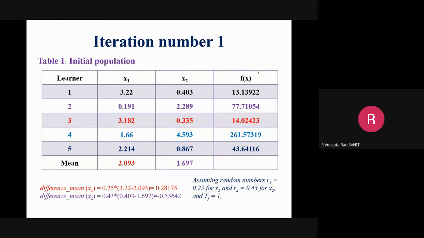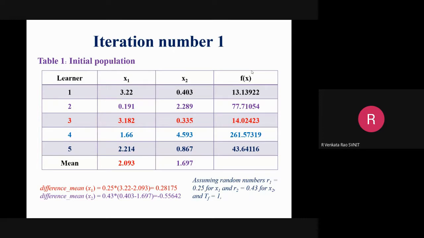261.57319, that we will have taken as the best value. So that way you can understand our logic, our TLBO method logic is applicable both for minimization problems as well as maximization problems. Whichever is the best, that we take. In the case of minimization, the minimum value is the best. And in case of maximization, the maximum value is the best. So the best value we take.